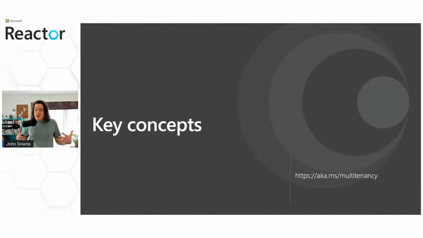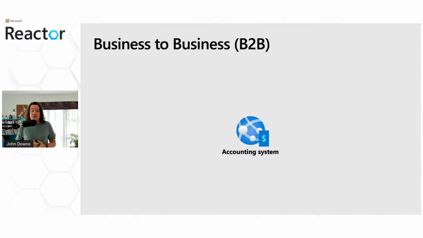Okay, so the first concept we need to clarify is what is a tenant. So a tenant is a broader concept than just a user. For example, one tenant might have multiple users. And if you're building a SaaS solution, then usually a tenant is a customer. So let's look at some examples.